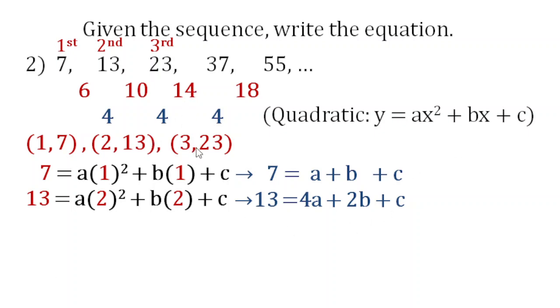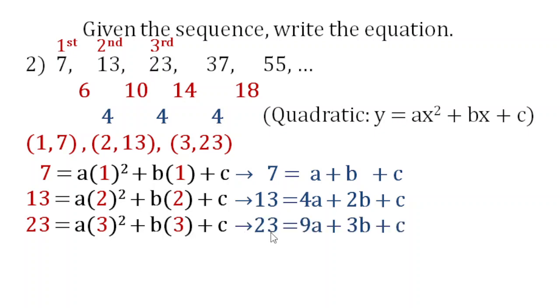And using (3, 23), this y is 23. So this x is 3, and this x is also 3. We have this: 23 equals a times 3 squared plus b times 3 plus c. And simplifying this, we have 23 equals 9a plus 3b plus c.